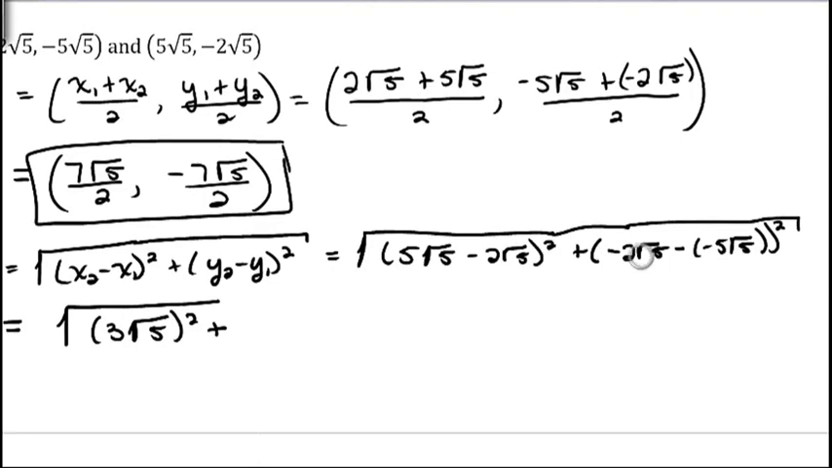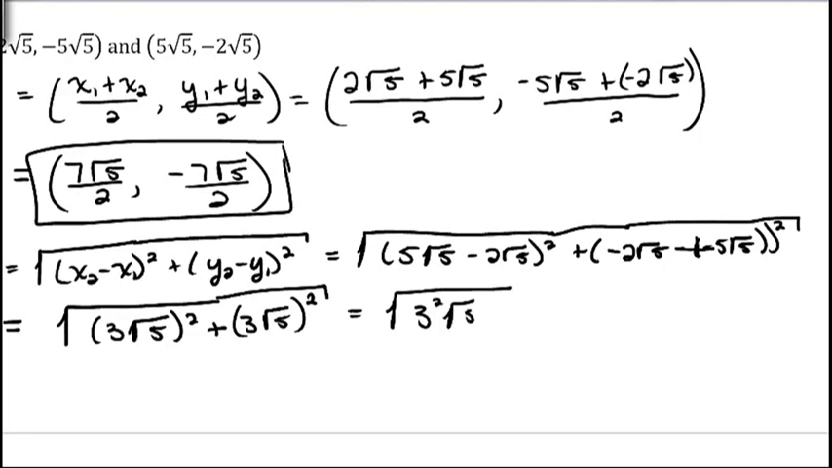Plus, we have negative 2 square root of 5 minus a negative 5 square root of 5. So that's plus 5 square root of 5. And so we get 3 square root of 5. And then square it. So when you're squaring this, it's two things being multiplied together, so you have to square both the 3 and the square root of 5. And do the same thing here. 3 squared times the square root of 5 squared. Don't forget this is all underneath a big square root.